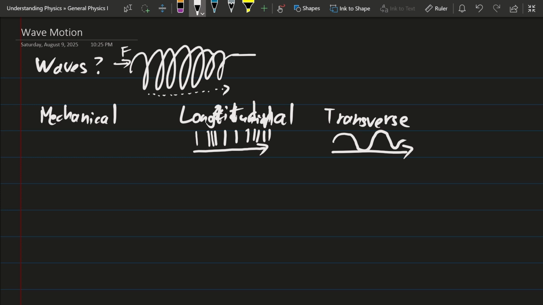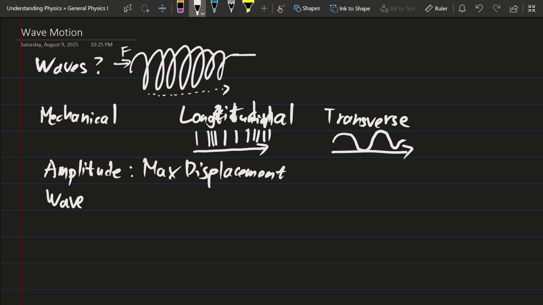There are some things that I want to discuss about how you actually describe a wave. First of all, we have something which we call the amplitude. Like last video, amplitude is basically the maximum displacement. And then after that, I want to talk about different kinds of waves. The way that you describe the shape of the wave is something which you call the waveform. This is the shape.